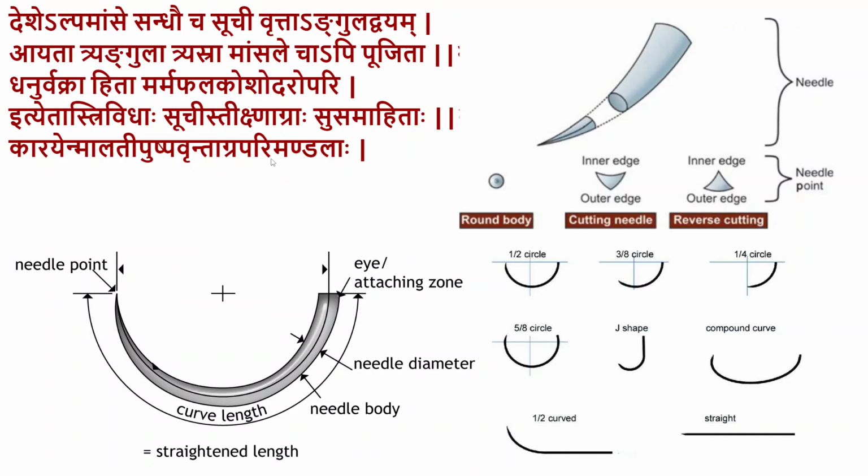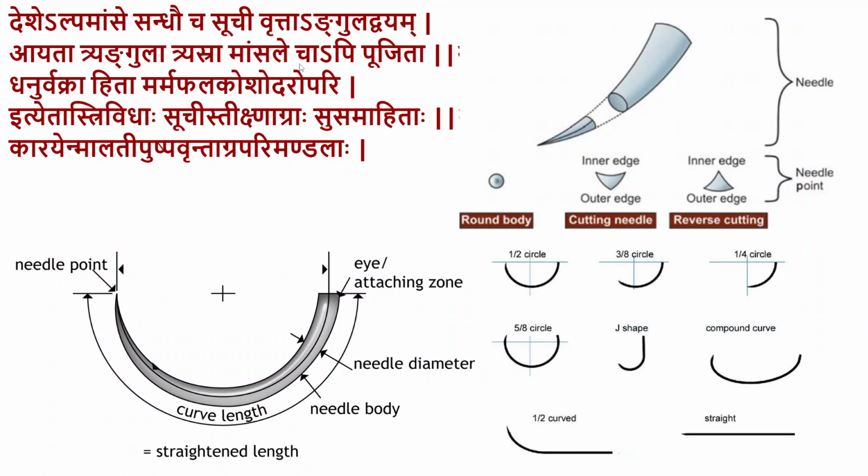Now, in addition to this, Sushila has mentioned 2 varieties, either a straight needle or a curved needle. A straight needle can be used over the surface where you have access to movement, where you can move a bit horizontally, whereas curved needles are used in deeper areas. Now that's exactly what Sushila has mentioned. Ayata, triangular, Trastra, Mamsala, Chapapujita.